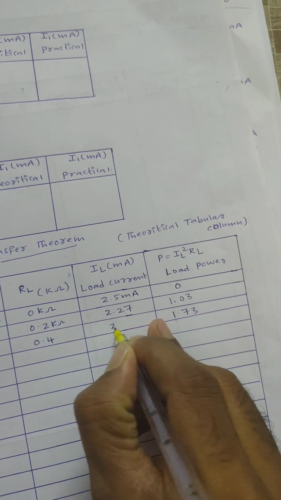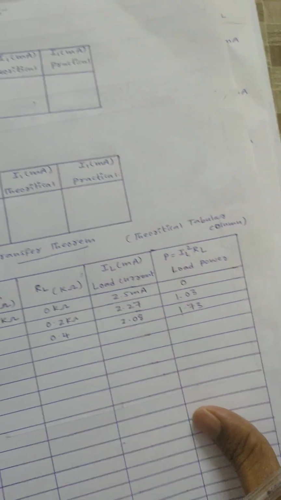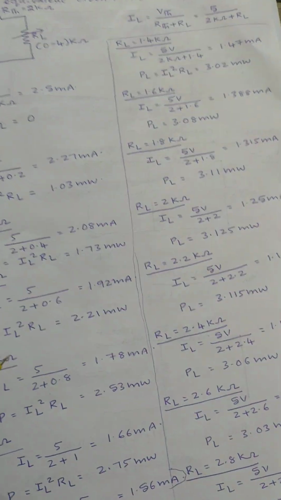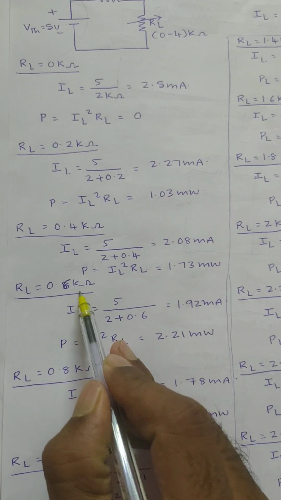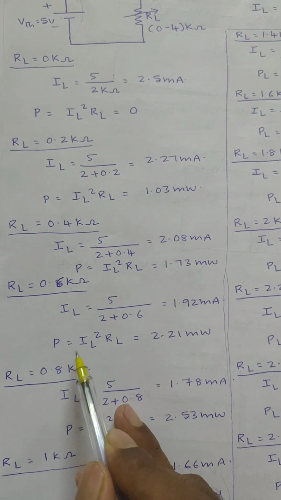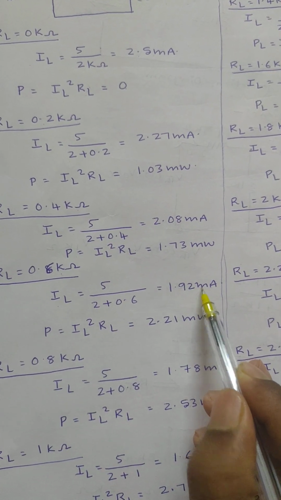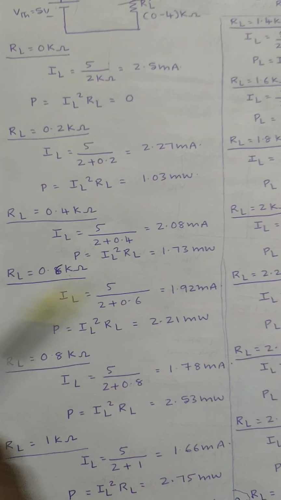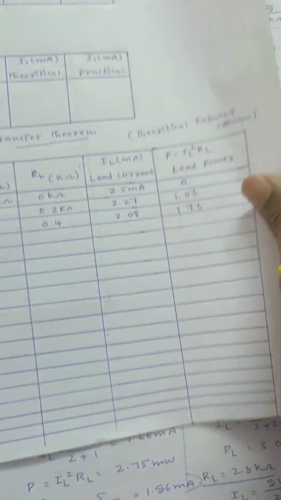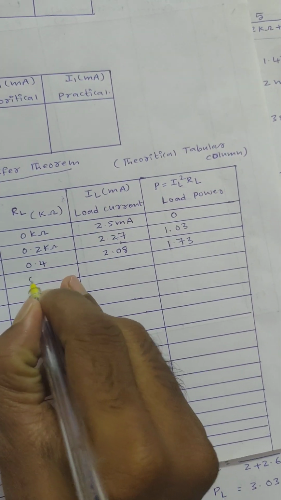2.27 milliamperes, 2.08 milliamperes, right? Next, RL is equal to 0.6 kilo ohm, then IL is equal to 1.92 milliamperes and power P is equal to 2.21 milliwatts. That is for 0.6 kilo ohm.